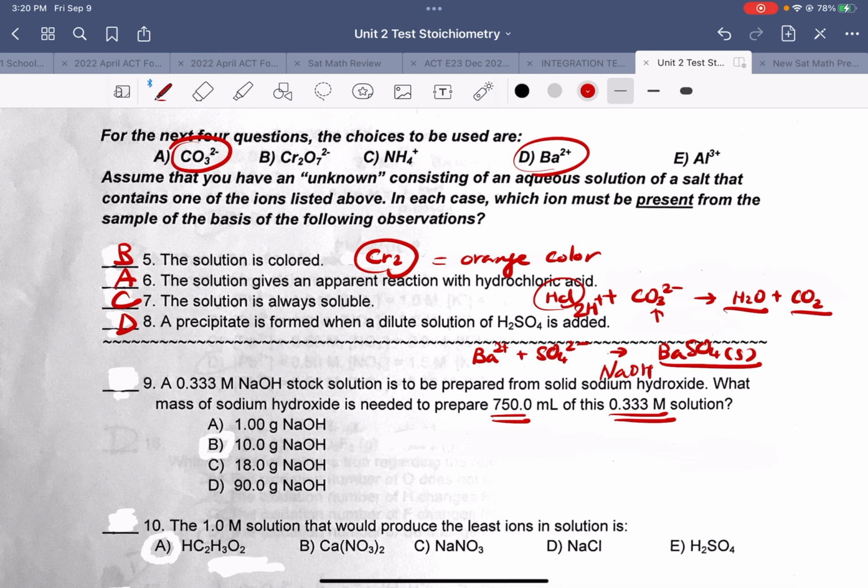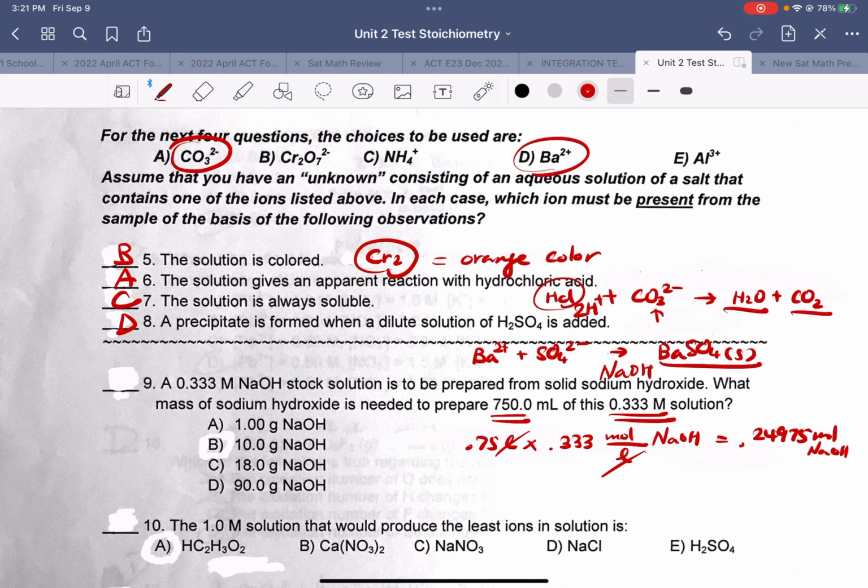What you need to do is change milliliters into liters first. So 0.75 liter times 0.333. Molarity means mole per liter, that's one molarity, of course for NaOH. So I can find out how many moles. When you multiply, you get 0.24975 mole of NaOH. When you multiply this, liter cancels out.